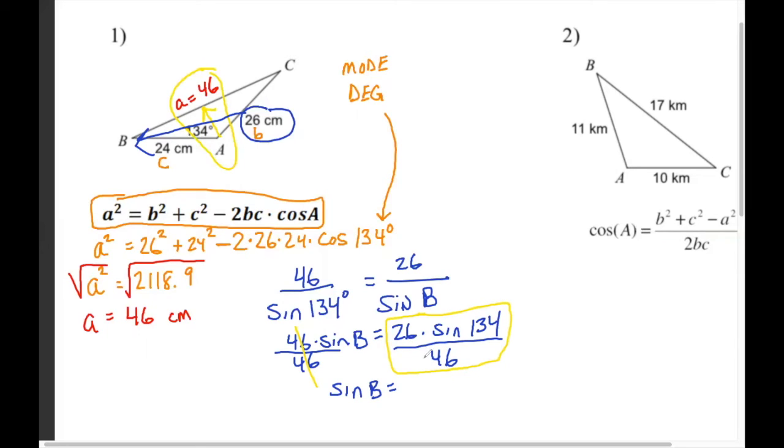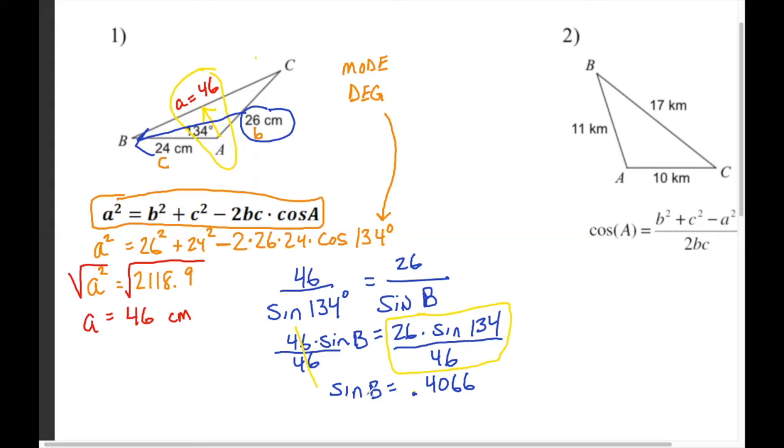I'm sure that I'm in degree mode, and I'm going to press 26 times sine 134, enter, divided by 46. And I get 0.4066. Now, the more decimal places you use, the more accurate you will be.